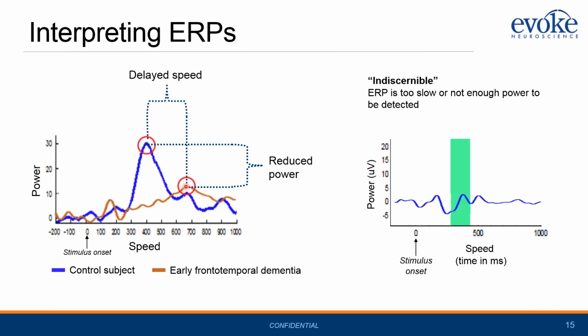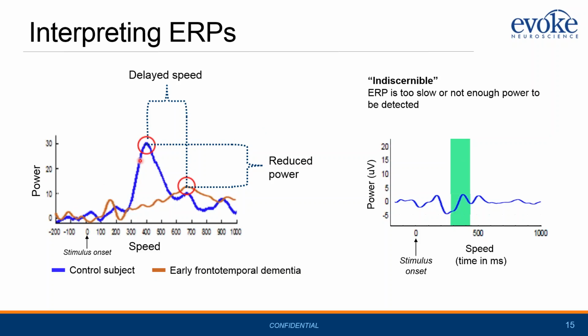Now, sometimes in a report, you might see a result that says indiscernible. This just means that the ERP was too slow or didn't have enough power to be detected. So in this example, we don't really see a strong ERP waveform like we do over here in the blue. So that means this ERP just didn't have enough power to be detected.